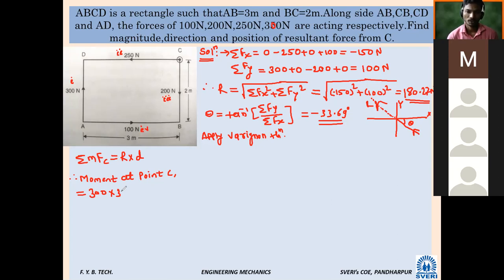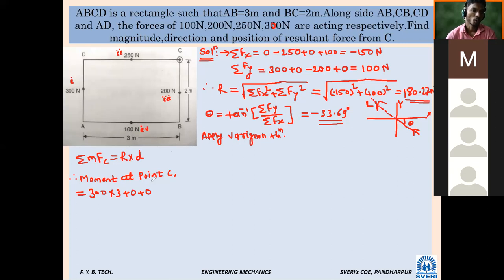Moment due to the 250 Newton force, the second force, with respect to point C. Zero. Why? Because it is passing through point C. Next, moment due to the third force, the 200 Newton force, at point C. Again it is zero. Why? Passing through point C. I will write here again 0.